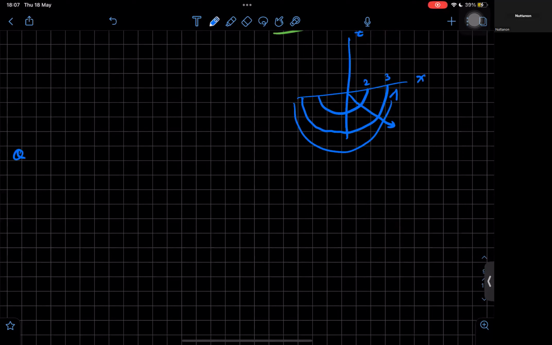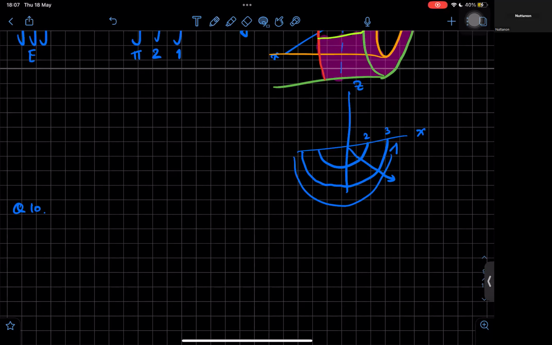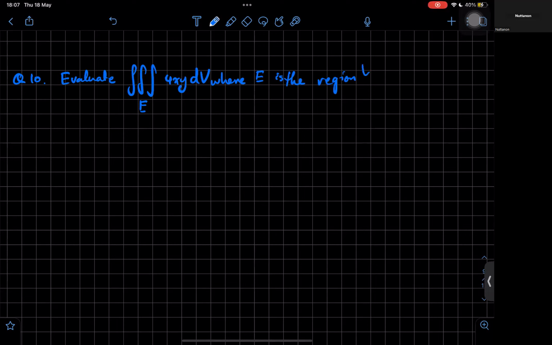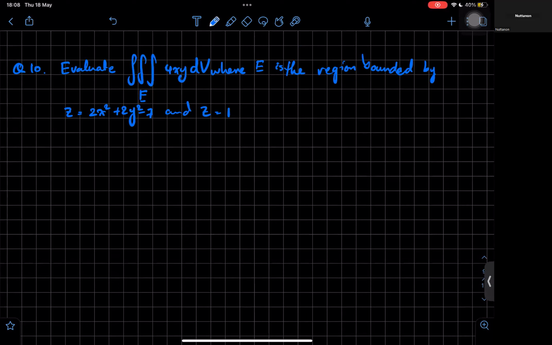Question 10. The region is bounded by the graph up to 1, and z equal to 1. Like this one, this one is a paraboloid.